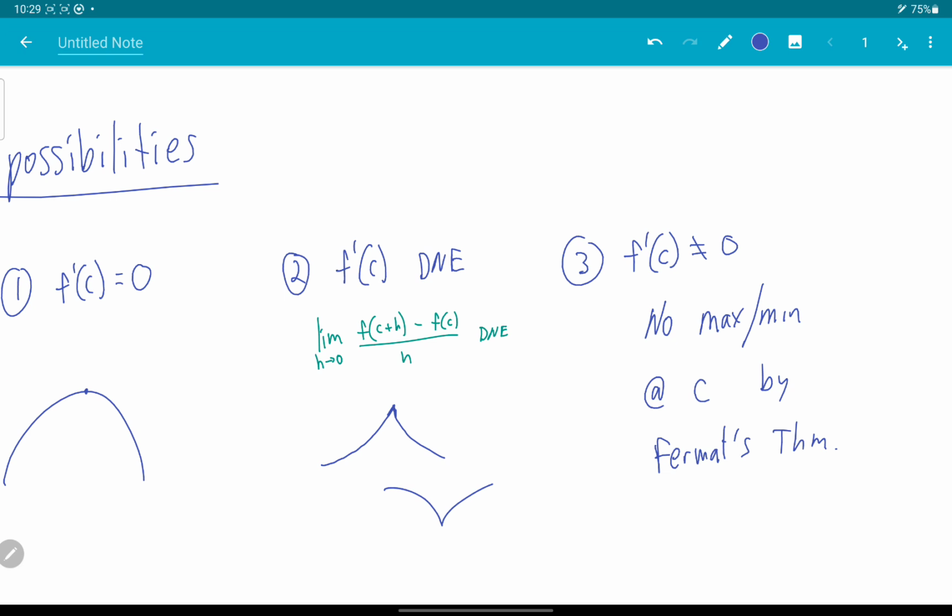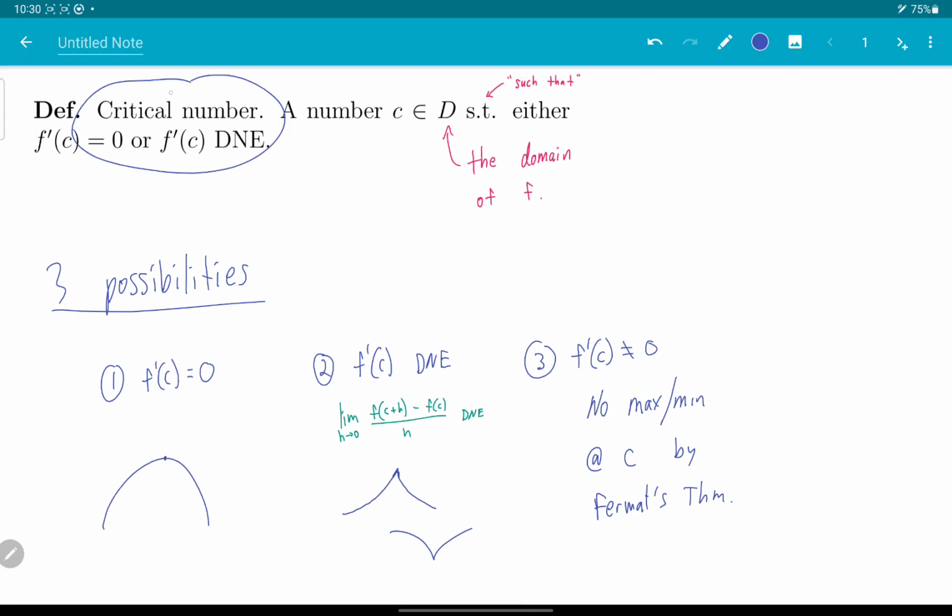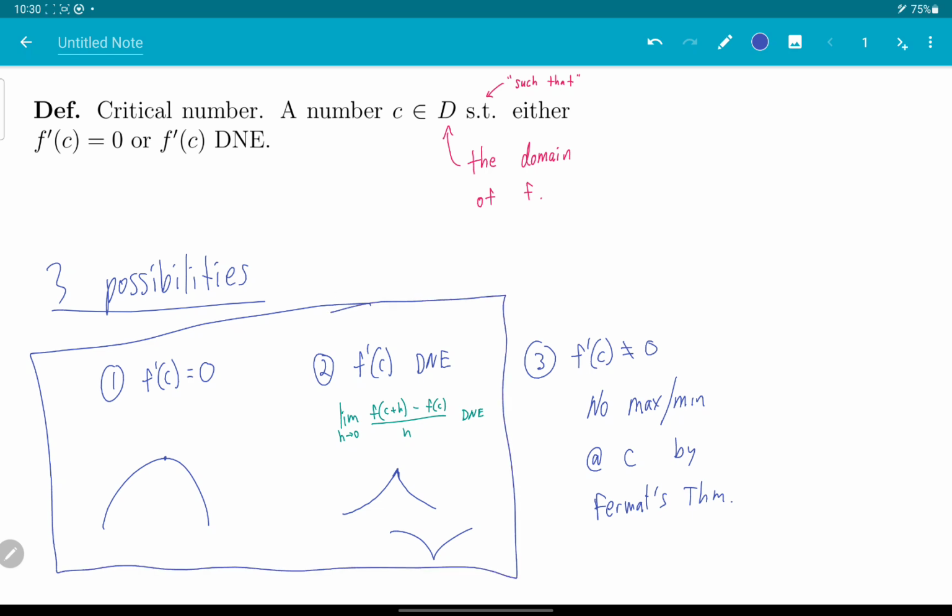Fermat's theorem tells me that if the derivative exists and I have a max or a min, then I have to be in scenario number 1. What is all this about? Why am I talking about this so much? Well, I'm trying to motivate the definition of a critical number. If we are trying to find the max or the min of a function, we only have to look in these 2 places. And that will be our approach. So when we're analyzing functions and trying to find max and min, we're going to be looking at critical numbers.